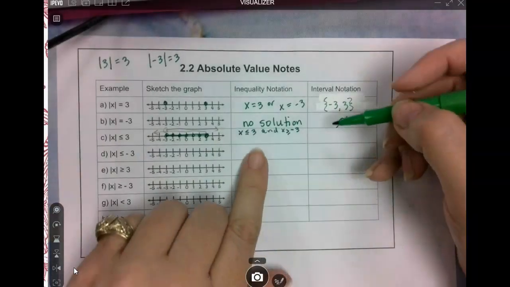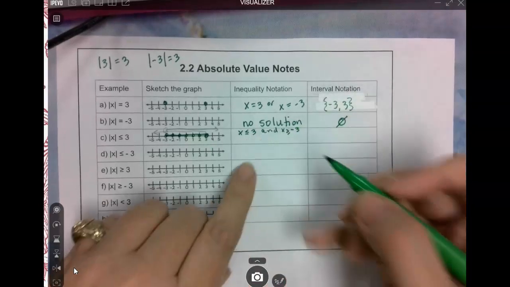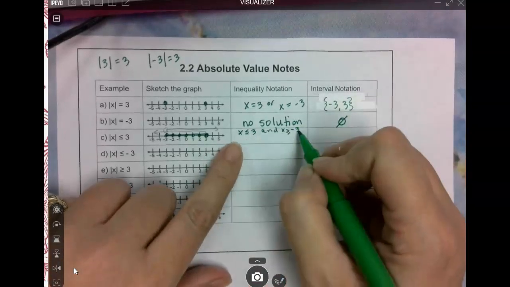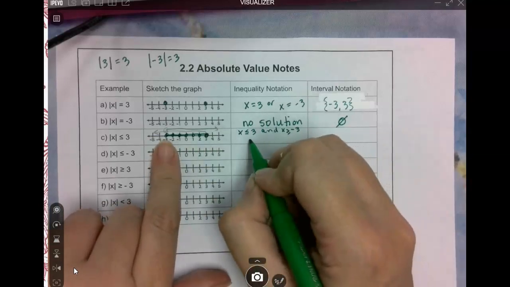So I could write it out as inequality notation like this with the word and in it, or I could put it in the other order. I could put the -3 first, and since it's just one interval, I want to write it like this.